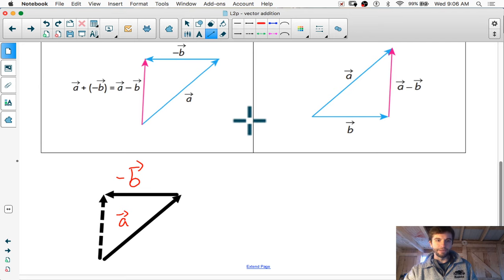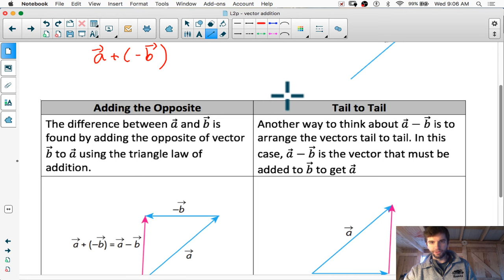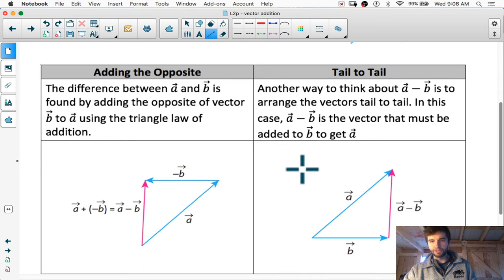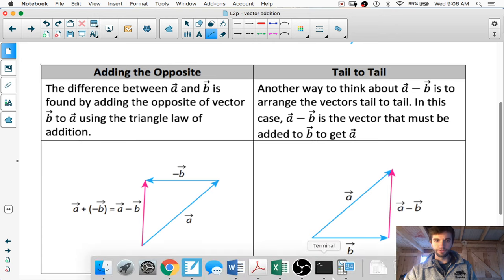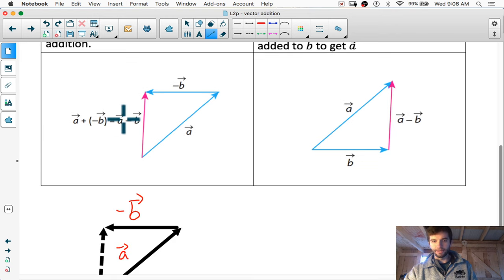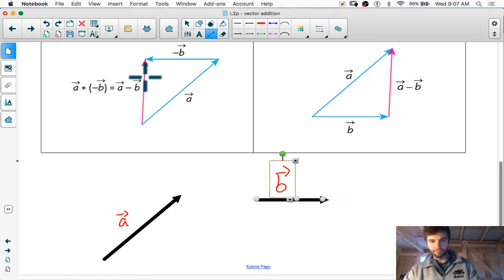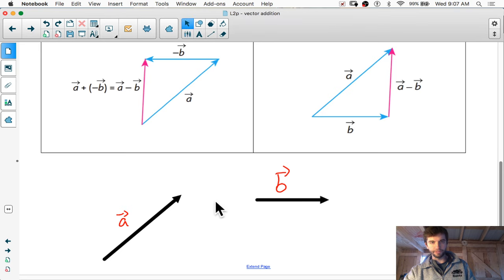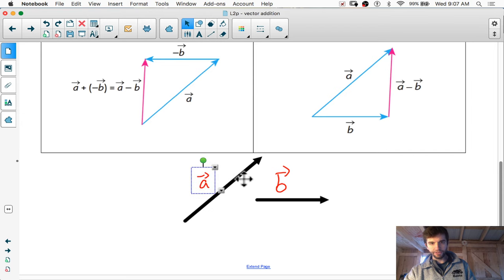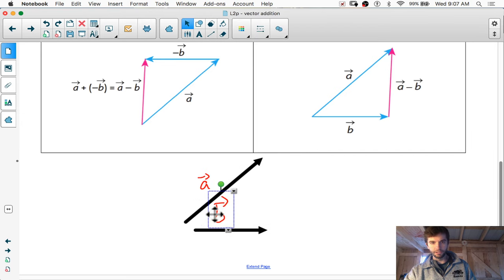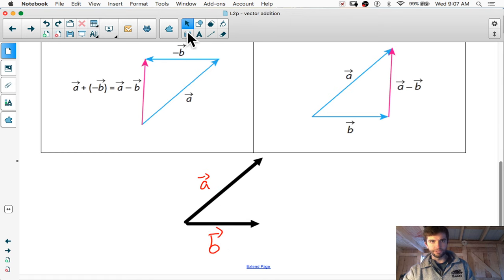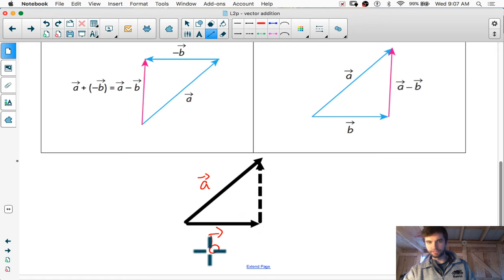The other method to subtract vectors is, instead of placing them tip to tail, you can just leave vector A and B as they are, so you don't have to make either of them negative. Instead of placing them tip to tail, you place them tail to tail. But then where the resultant goes is different. The difference of the two vectors is going to be the vector that goes from the tail of B to the tip of A, and that would give you A minus B. So it would look like this.